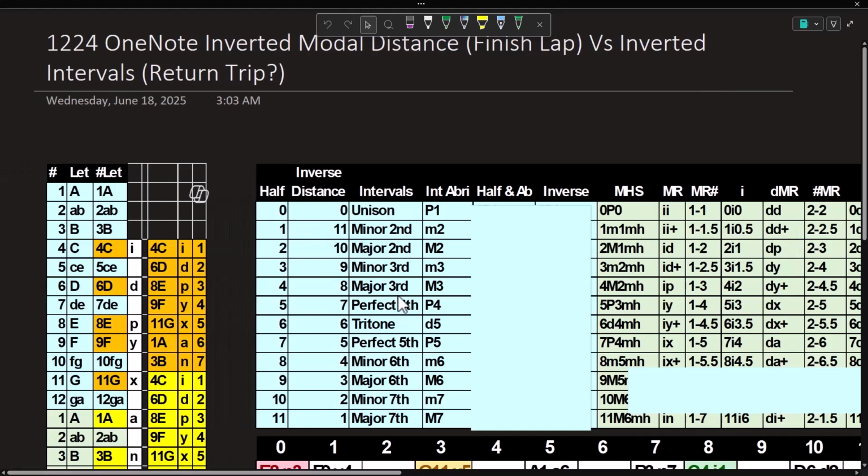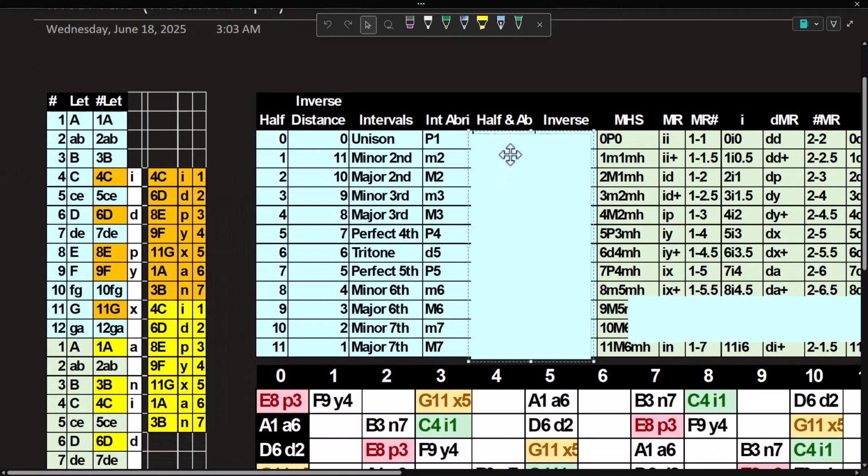Let's take a look at these and just go through them. So let's say that we have a 0 note away perfect first. What's the inverse of a 0 note away perfect first? Well, it's obviously the same, because the perfect first means that we didn't go anywhere. That basically means we went 0 steps forward.